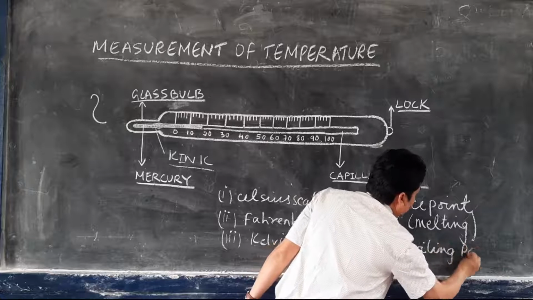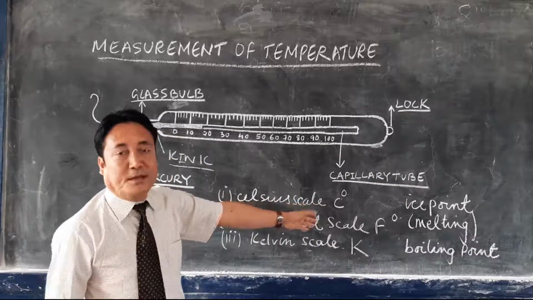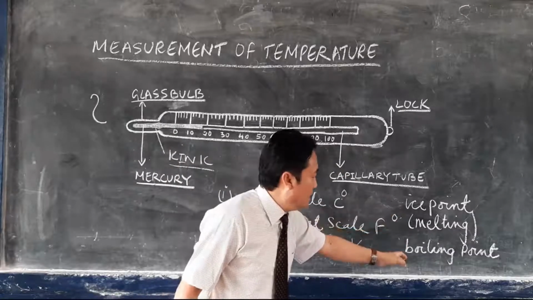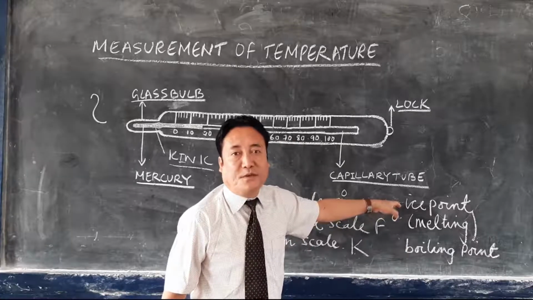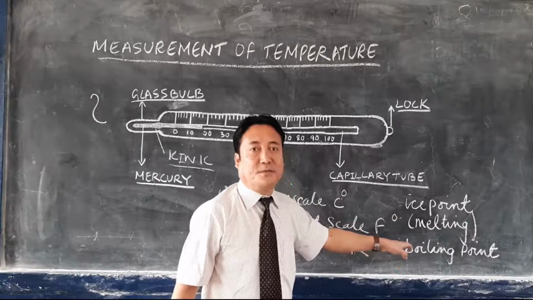Okay, boiling point. There are two points in a thermometer: one is the ice point and the other is the boiling point. The ice point is known as the lower fixed point, and the boiling point is known as the upper fixed point.